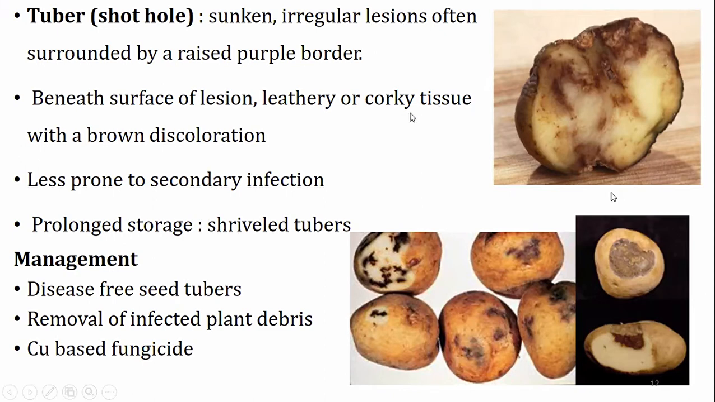These infected tubers become shriveled after prolonged storage. We can manage this by using disease-free seed tubers, and we can observe at an early stage. Then we can remove the infected plant debris, and we can use copper-based fungicide.